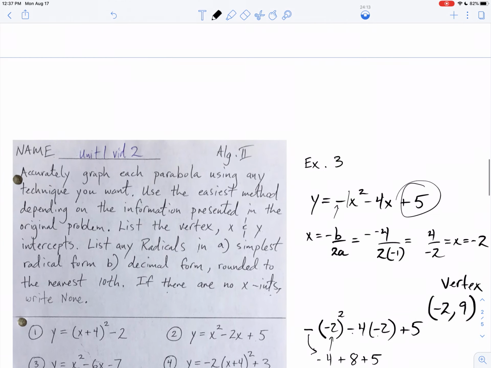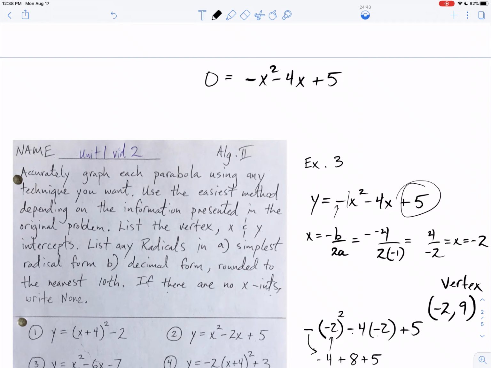See this guy right here? I'm going to do it right here. If I say negative x squared minus 4x plus 5, I'm going to set the y value equal to 0. What you're doing is you're solving a quadratic equation, and don't just jump right on the quadratic formula right away. If it's an equation, you set it equal to 0, you can solve it any way you want.